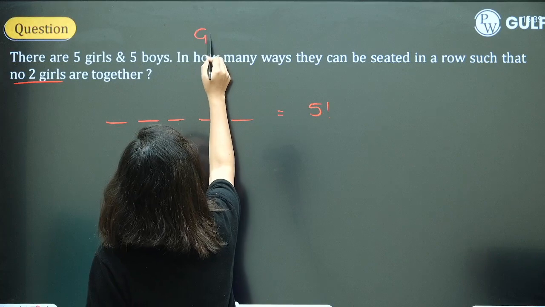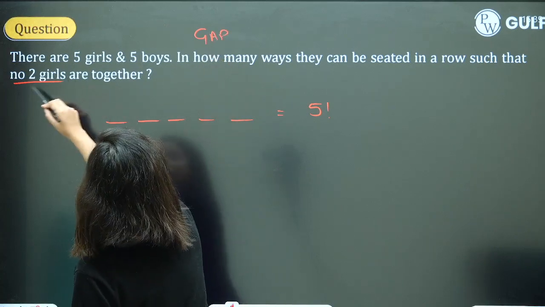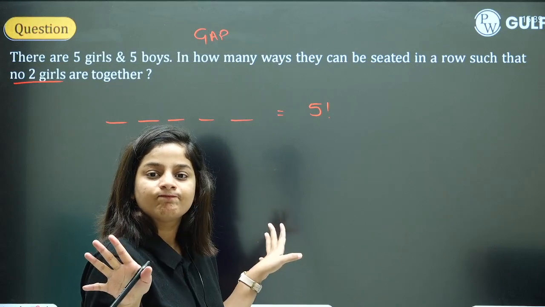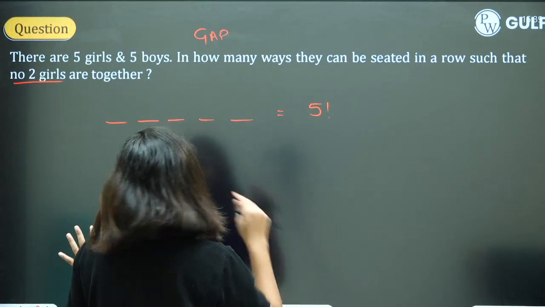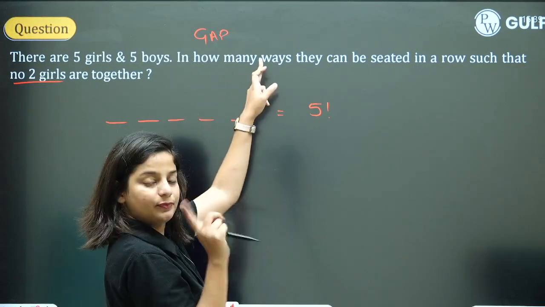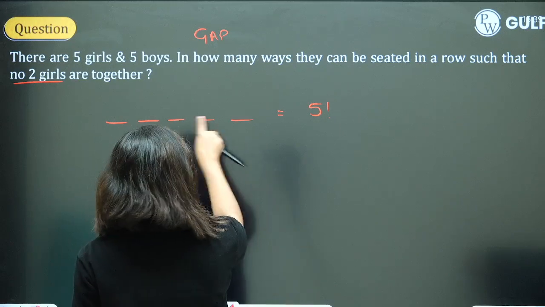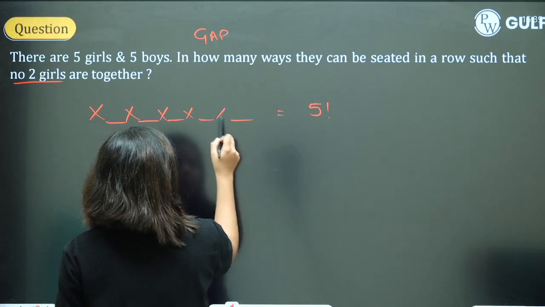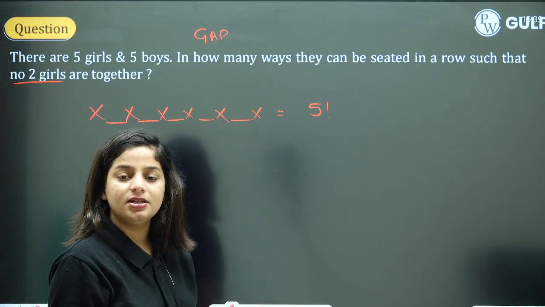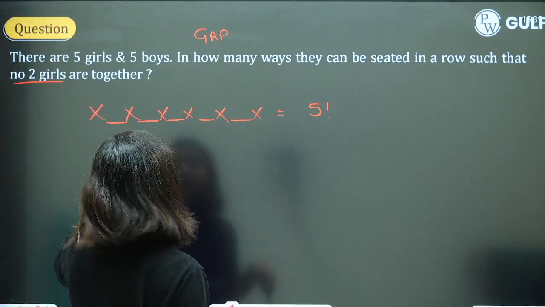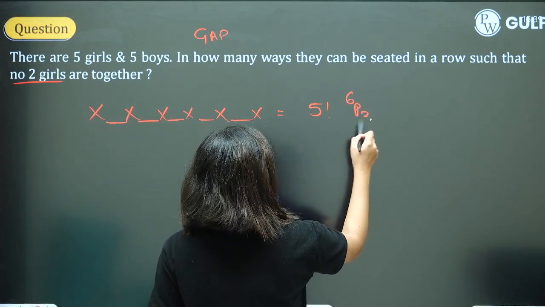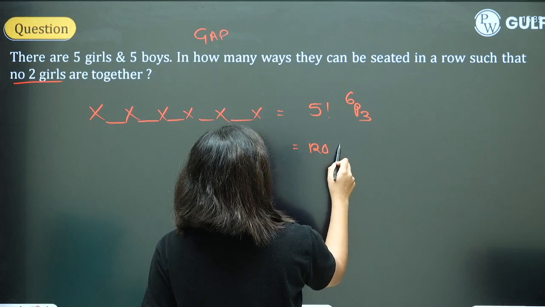Guys, this is your gap method. No 2 girls are together, never together. So it's a gap method. Block means always together. So 5 boys in 5 factorial ways. Now the spaces will be occupied by the girls. 5 girls will occupy these 6 spaces in how many ways? 6P5 ways. Simplify, guys. You will have to simplify.